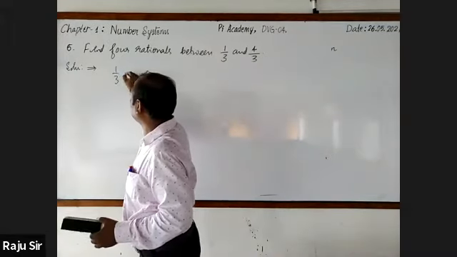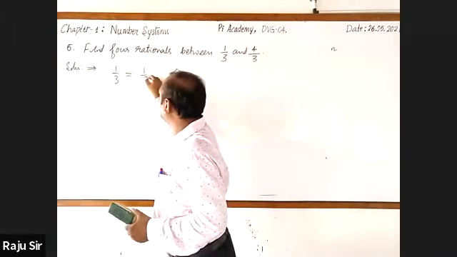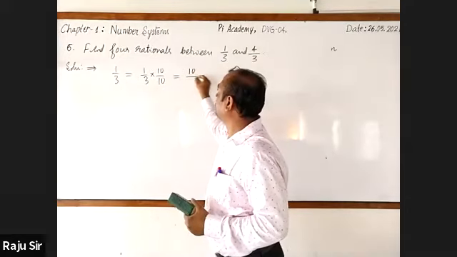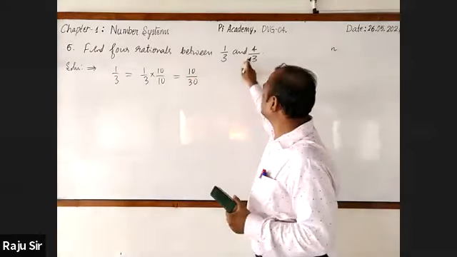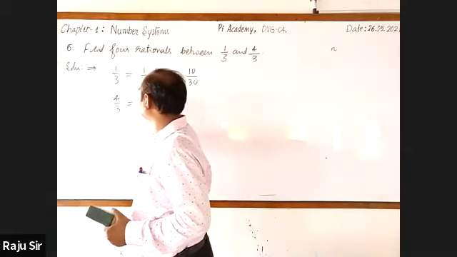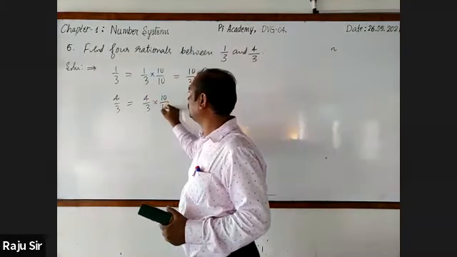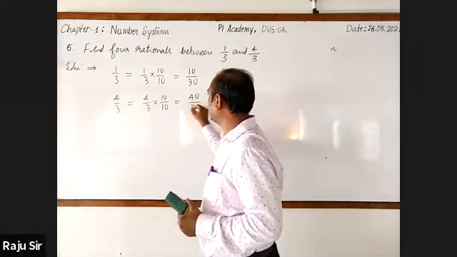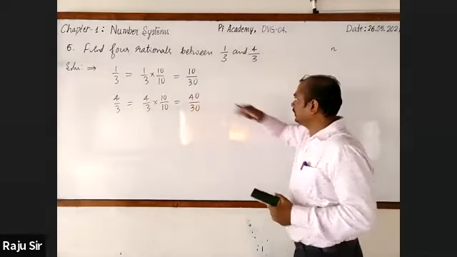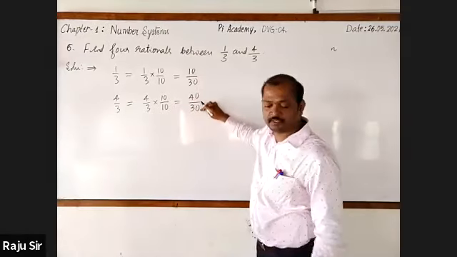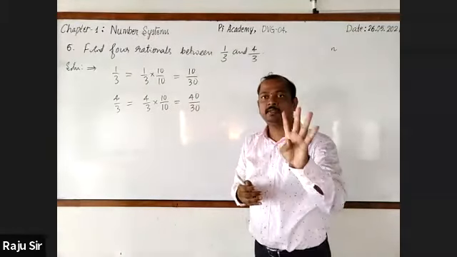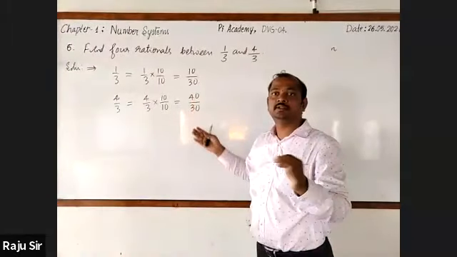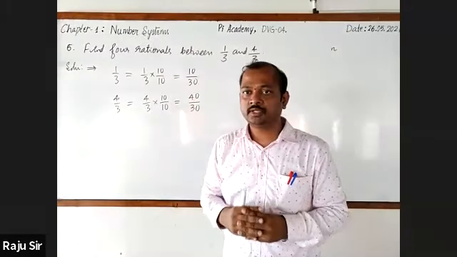1 by 3 is there. Multiply 10 to the numerator and 10 to the denominator. It will be 10 by 30. Next one, 4 by 3 is there. Let us multiply 10 to the numerator and 10 to the denominator. This is equal to 40 by 30. Now you observe, between 10 by 30 and 40 by 30, many rationals are there: 11 by 30, 12 by 30, 13 by 30, and so on up to 39 by 30. You choose any 4. Got it?